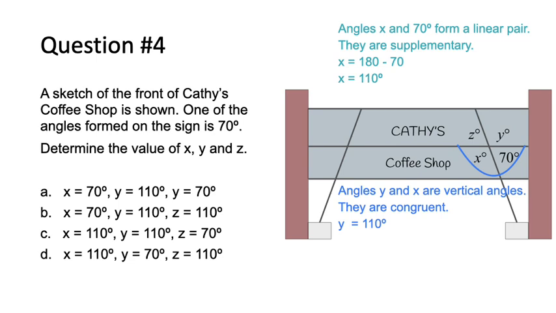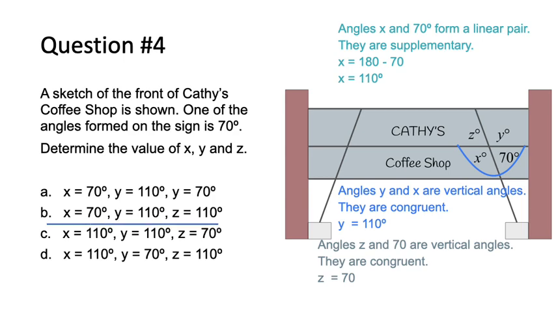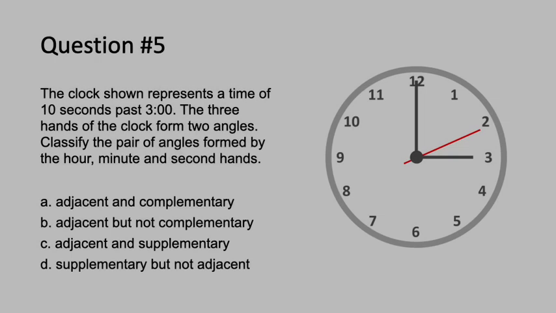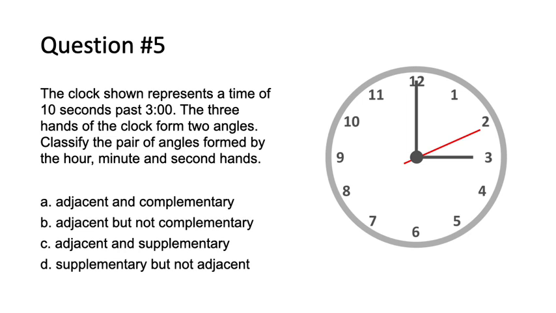Finally, to solve for Z, there's a bunch of ways you could do this. I just happen to observe that angles Z and 70 are vertical angles, so they are congruent. So angle Z has a 70-degree measure. And the option that matches these choices is option C. The last question was question number 5. And we'll read the prompt, but then let's see if we agree on how we solved it.